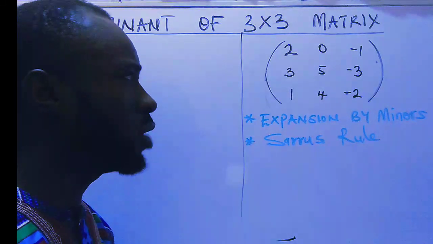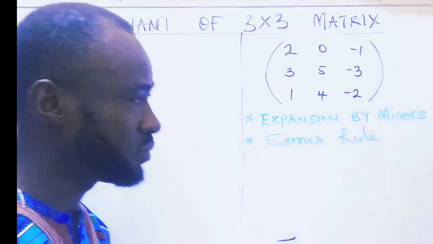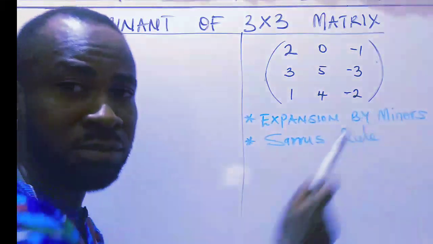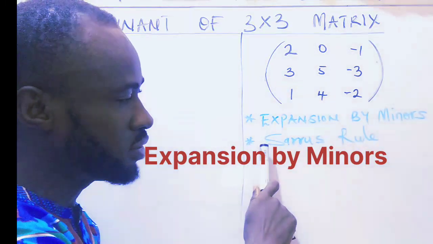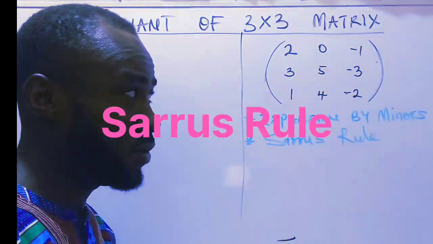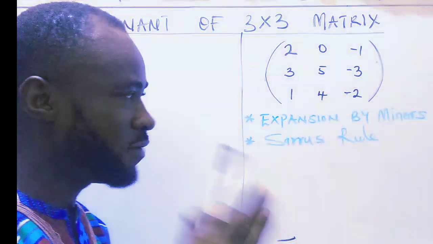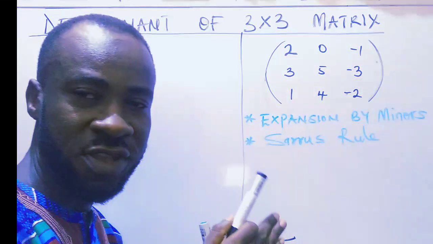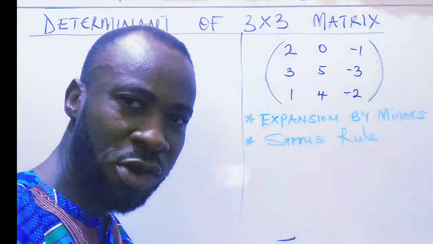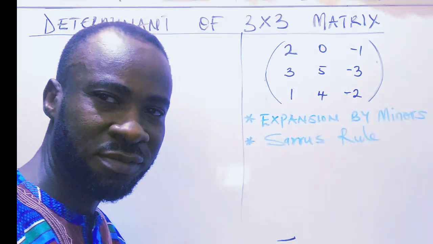Okay, so how do we find the determinant of a 3 by 3 matrix? The first technique we use is called the expansion by minors, and the second technique is called the Sarrus rule. For this video, we'll focus on how to use the expansion by minors. Now, the question that will come to your mind is, what are minors?